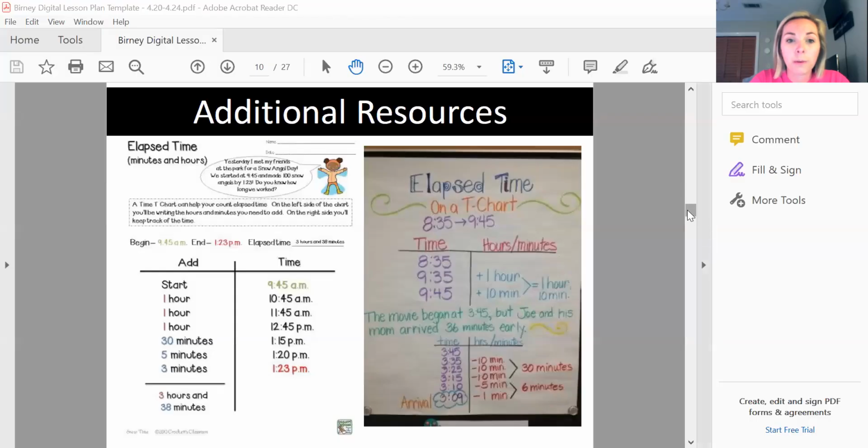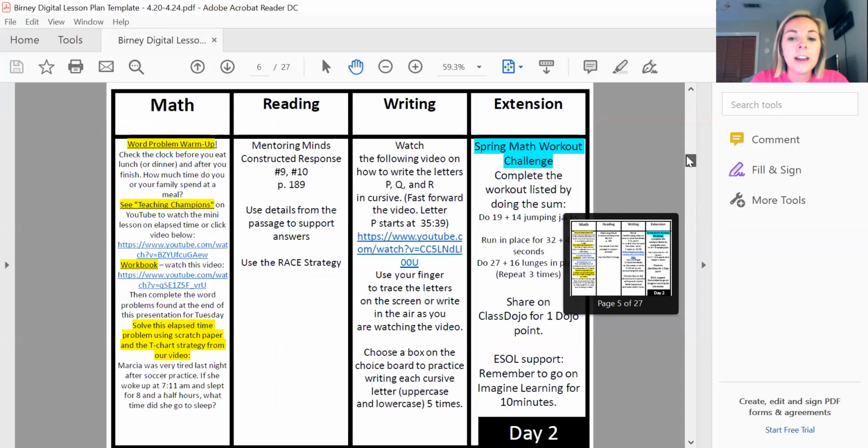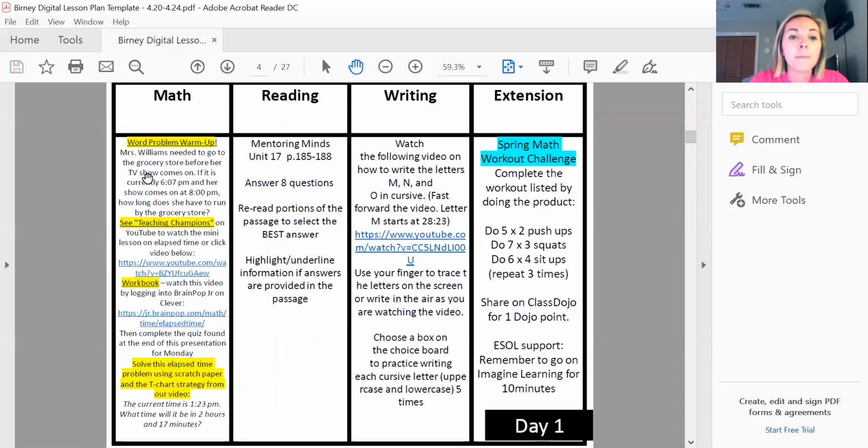So I'm going to challenge you today to solve this word problem, and you have these resources in your PowerPoint, by the way. I'm going to challenge you to solve the word problem warm-up about Mrs. Williams going to the grocery store, and this one down at the bottom. It says the current time is 1:23 p.m. What time will it be in 2 hours and 17 minutes?